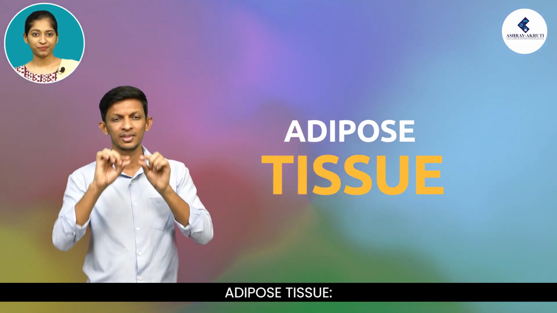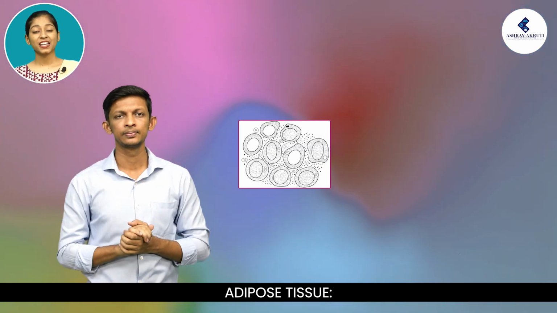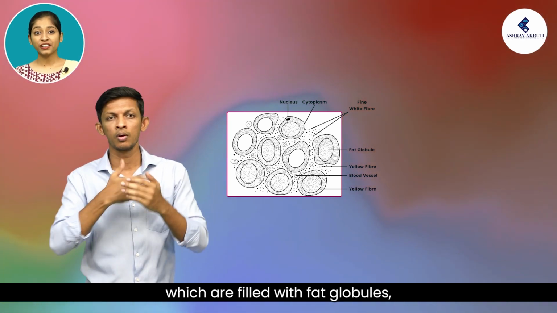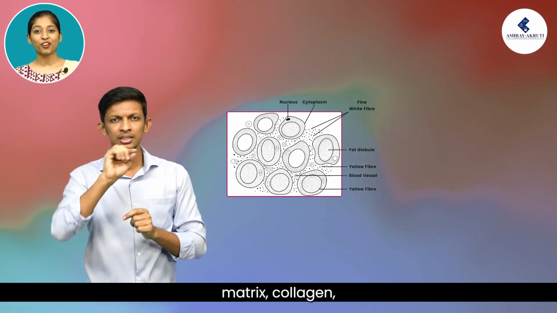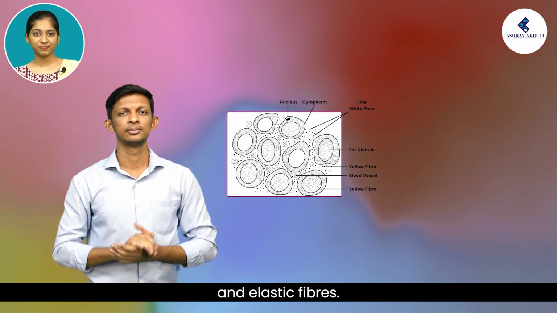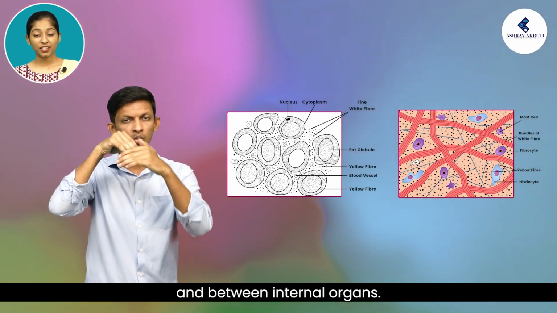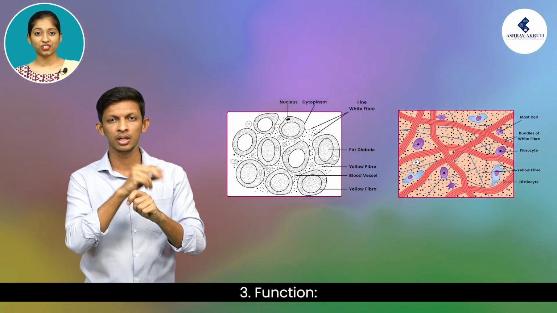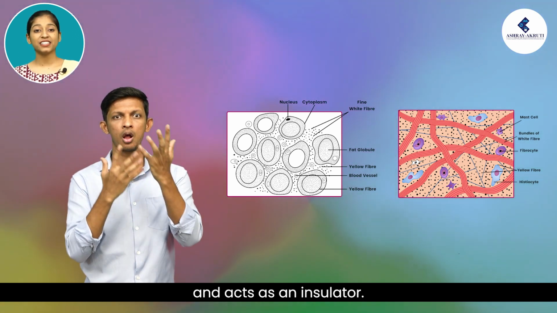Adipose tissue. Structure. It consists of cells which are filled with fat globules, matrix, collagen, and elastic fibers. Location. Present below the skin and between internal organs. Function. It stores fat and acts as an insulator.